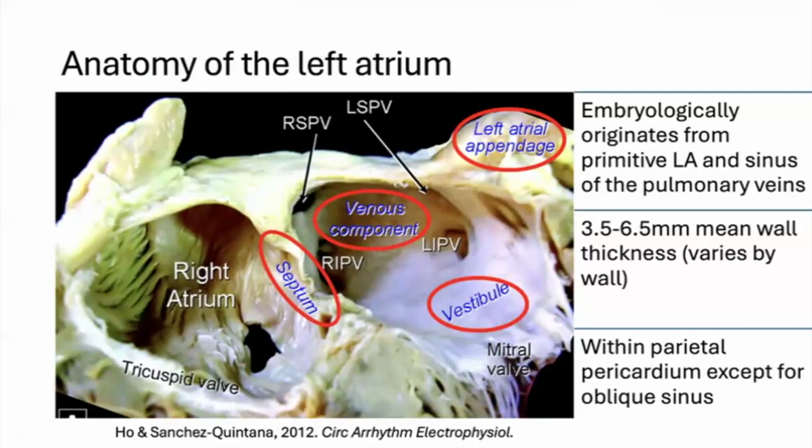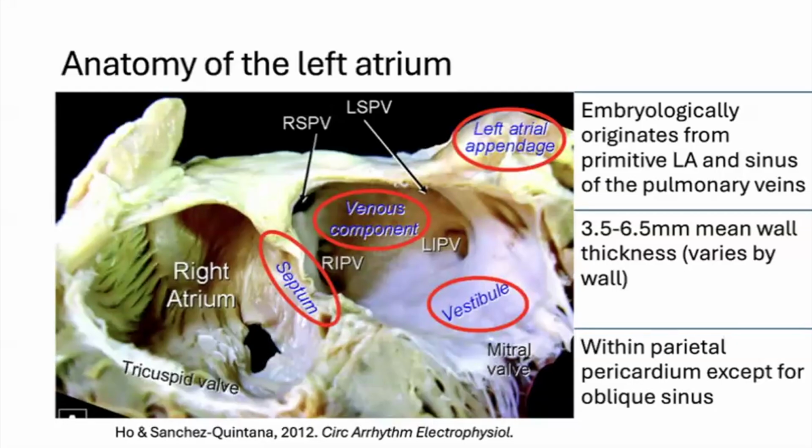Embryologically, it originates from the primitive left atrium and the sinus of the pulmonary veins that come together to form the left atrium. There are obviously multiple components that can be talked about at length, but the main macroscopically visualizable ones, the ones that we can sometimes see on echo, would be the attachments to the pulmonary veins on the posterior aspect, in most people two of each, left and right.